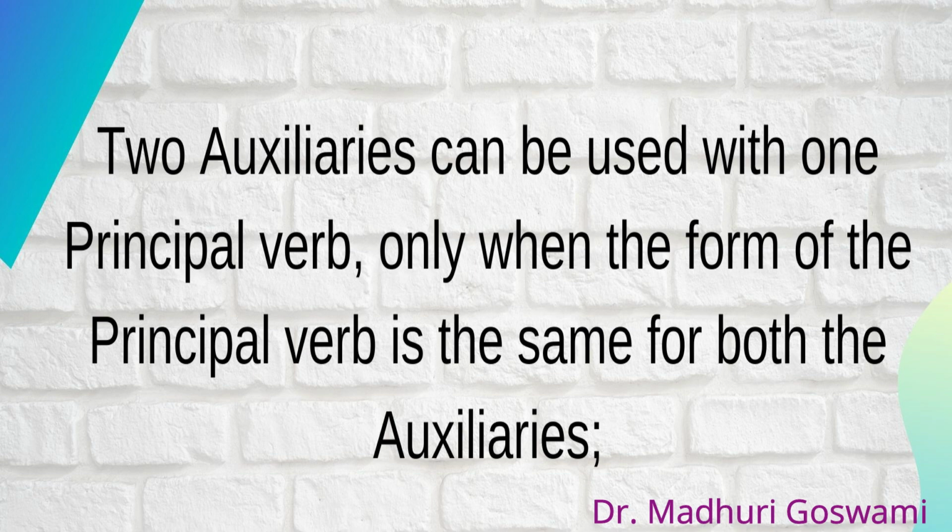Two auxiliary verbs can be used with one principal verb with one main verb only when the form of the principal verb is the same for both the auxiliaries. It means किसी सेंटेंस में परफेक्ट कंटिन्यूअस टेंसेस के अतिरिक्त एक मुख्य क्रिया के साथ एक प्रिंसिपल वर्ब के साथ दो ऑक्सिलरी वर्ब का प्रयोग किया जा सकता है, जबकि दोनों ऑक्सिलरी वर्ब्स के साथ प्रिंसिपल वर्ब की सेम फॉर्म यूज की जा रही हो. लेट्स अंडरस्टैंड दिस रूल विद एन एग्जांपल.